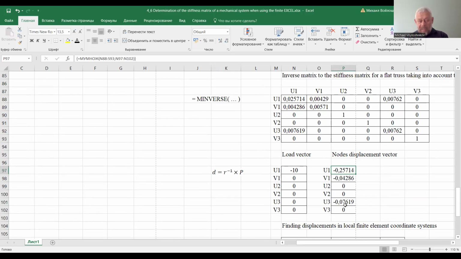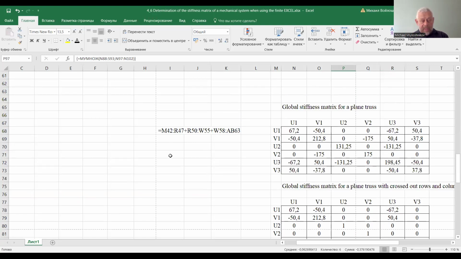So this is the displacements of the nodes in the global coordinate system. Each cell is a product. So how to do that? We have to define the location of the node displacement vector. After that, in the address bar of Excel, we just indicate the command. The command is like this one.